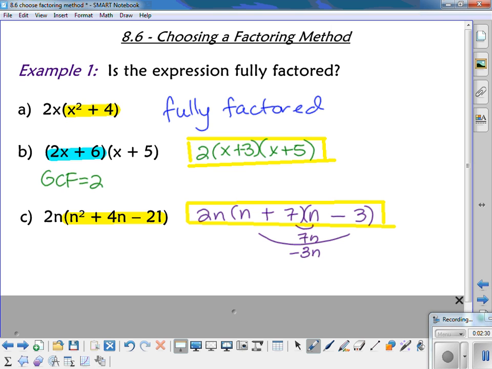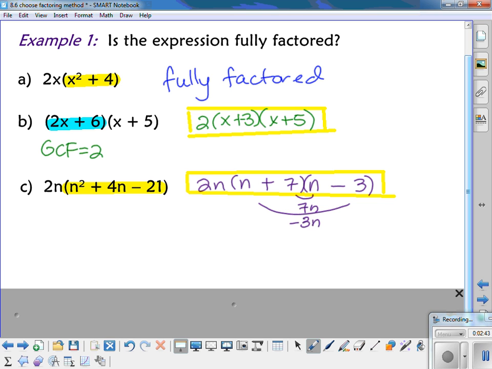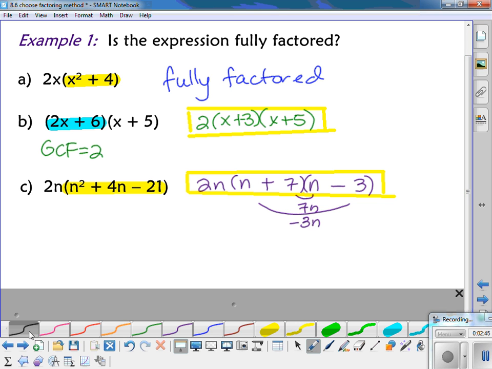Any questions so far? Right. If it's not fully factored, then you have to continue factoring it until it is. Okay. All right. So let's take a look and do a couple on whiteboards and see what you guys think here.